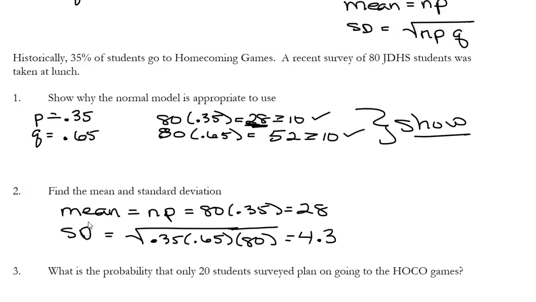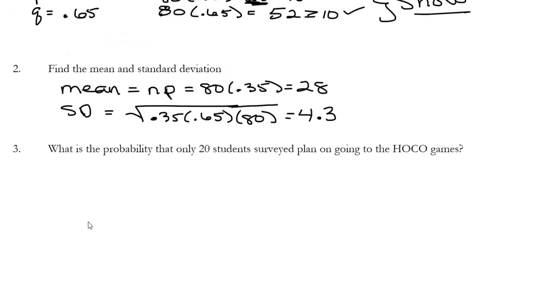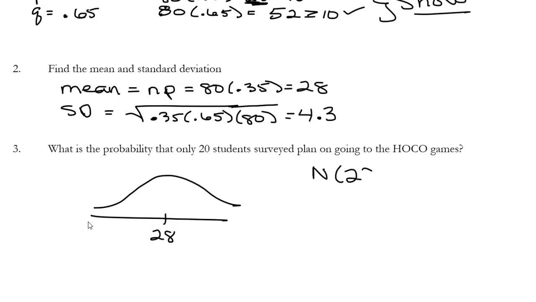Okay, and so now we get to the problems where you use this. I just draw my normal model. I found that my mean was 28, so we're using 28 with 4.3. And my number says only 20. So 20 is on the left of 28, and whenever it's on the left, you're going to shade to the left.